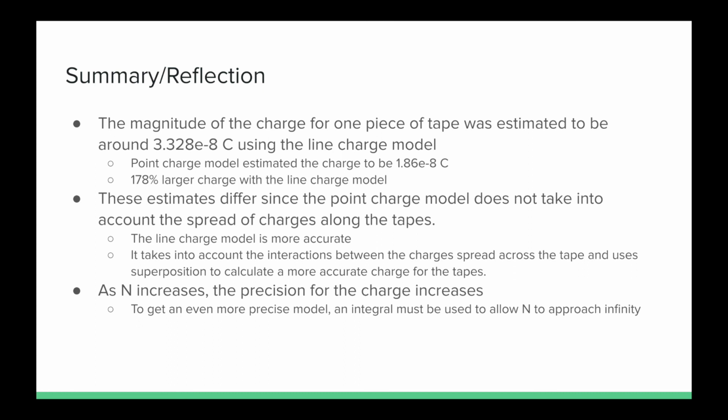If we were to determine an even more accurate charge, we would increase the number of individual segments of charge to infinity. This would be calculated using an integral, as computer modeling can only create a definite number for n.